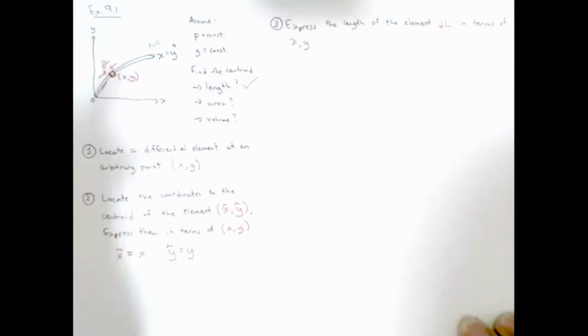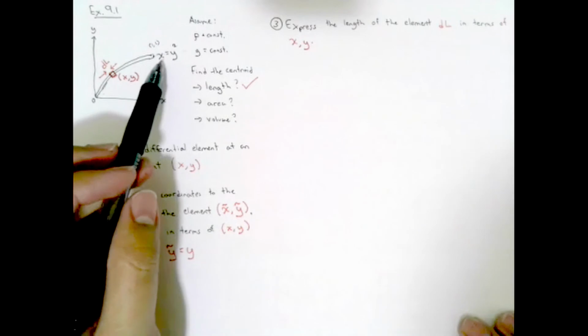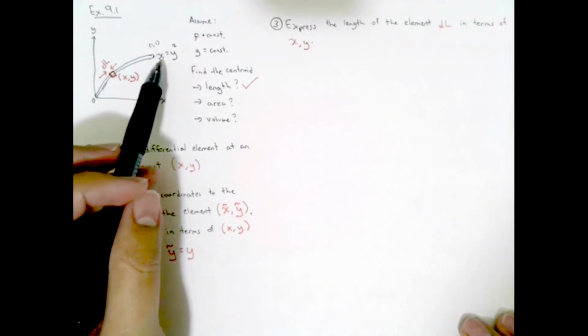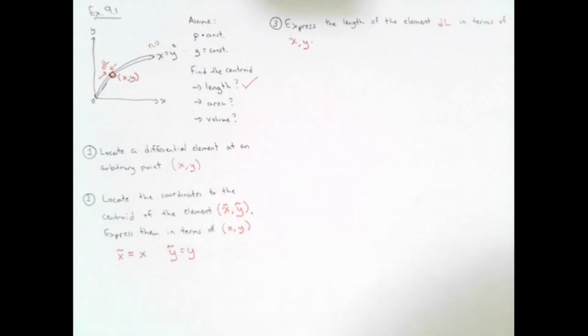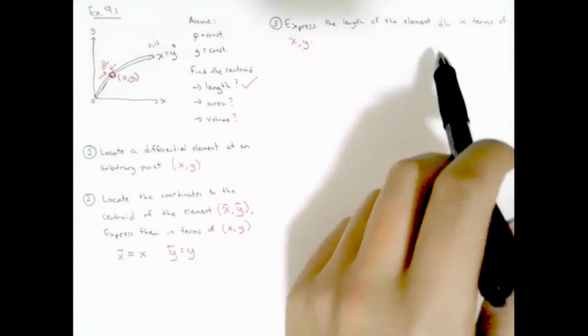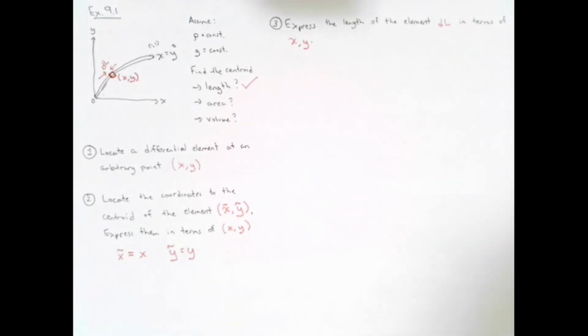So why am I doing this? Because notice that the shape of the element is already given to you with an x and y equation, which means that when you integrate, you don't really want to integrate over dl. You want to integrate over dx or over dy, whichever one's easiest for you. So I want to express the length of this element in terms of x and in terms of y. So how do we do that?